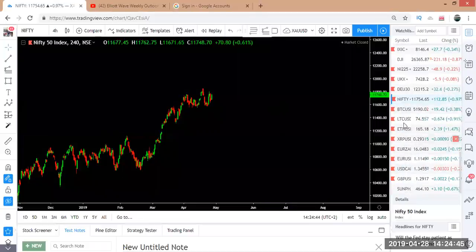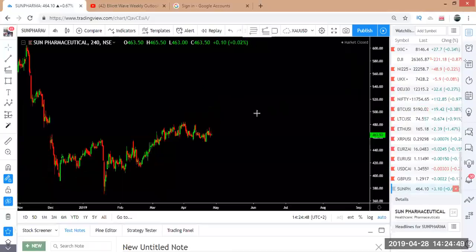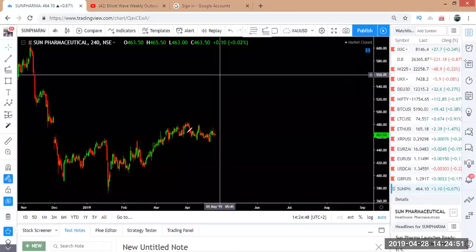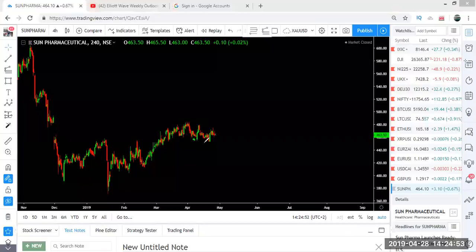One of the stocks that I do for some of my Indian traders is the Sun Pharmaceutical stock. We were looking at this corrective structure, I think from last week. Expect this to push to the upside. So now this structure looks something like this. Let's just look at the corrective structure.